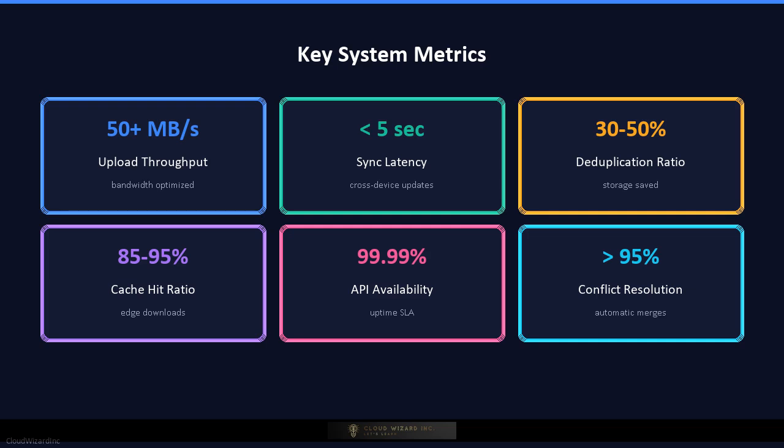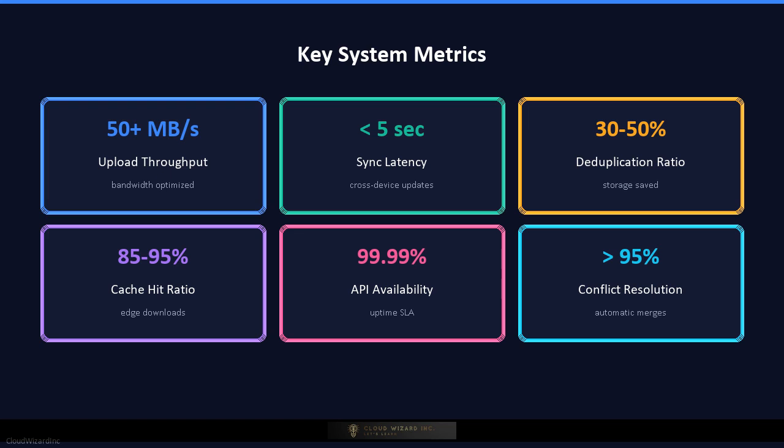The key metrics to memorize: cold upload throughput, measured in megabytes per second, with automatic bandwidth detection. Sync latency, the time from a file change on one device to appearing on others, typically under 5 seconds. Deduplication ratio, the percentage of storage saved through chunk-level deduplication, often 30 to 50% in enterprise environments. Storage efficiency, the ratio of logical storage to physical storage after compression and deduplication.